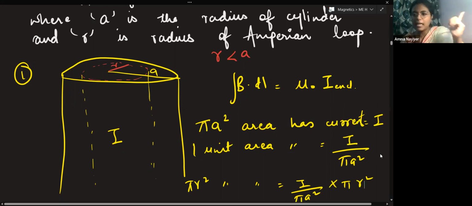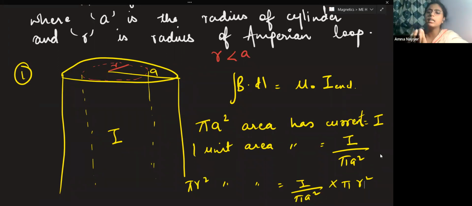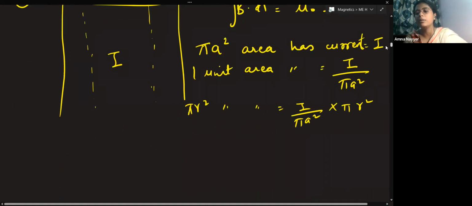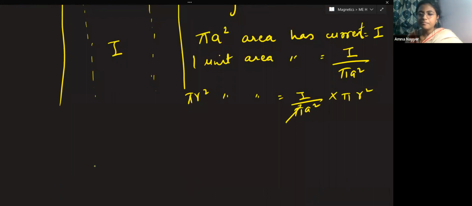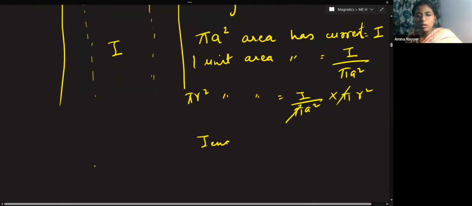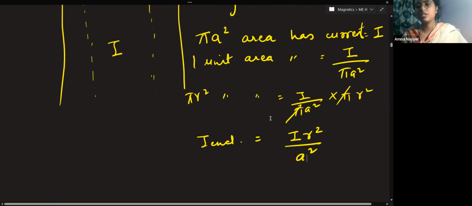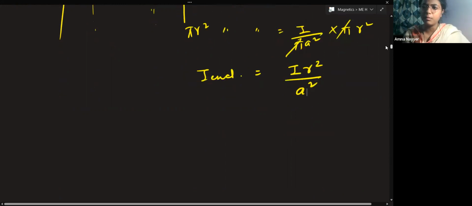Got it? Pi a square has current I. Unit area has I divided by pi a square. So if you know anything for a unit, just multiply it by any other quantity which you want to calculate. So pi r square will have I multiplied by this. So I enclosed will be equal to I r square divided by a square. This is the difference that will come, and the examiner wants to see this pattern. That's why this question is very famous.